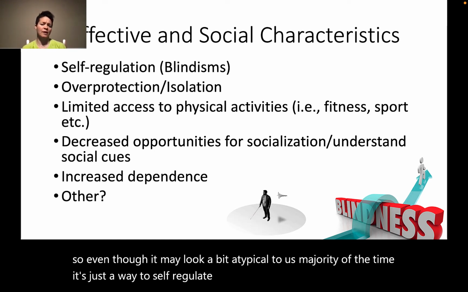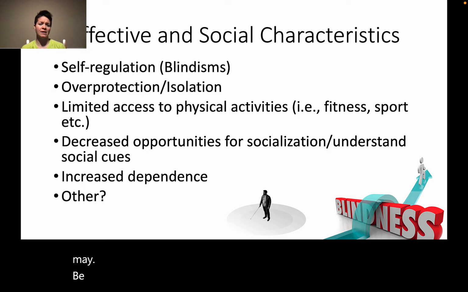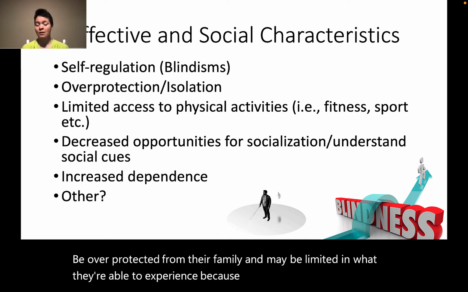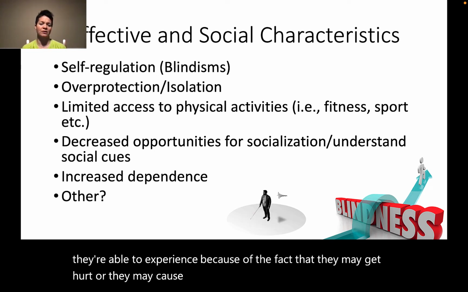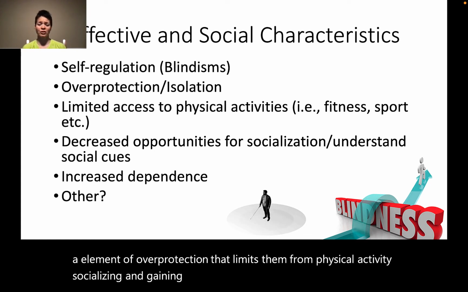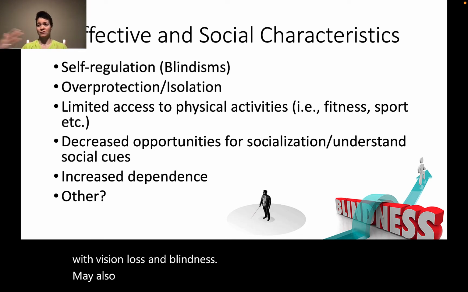Also, many individuals that are blind or have a visual impairment may be overprotected from their family and may be limited in what they're able to experience because of the fact that they may get hurt or they may cause more damage to their vision. And so there's an element of overprotection that limits them from physical activity, socializing, and gaining independence. Also, many children with vision loss and blindness may also feel isolation because of the inability to socially interact.